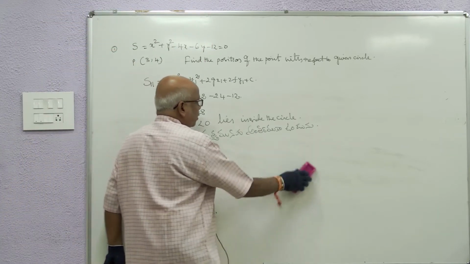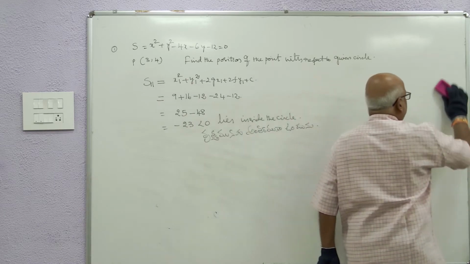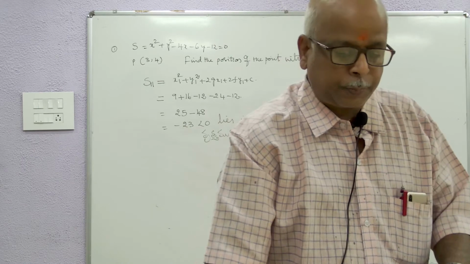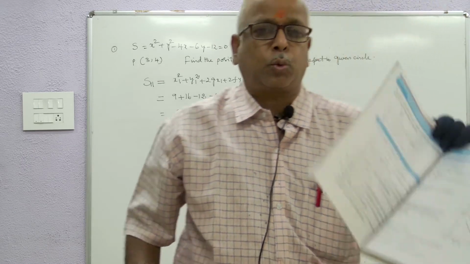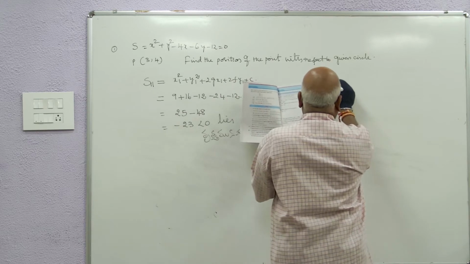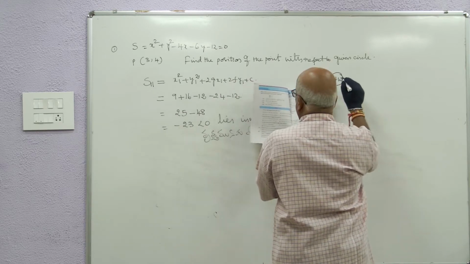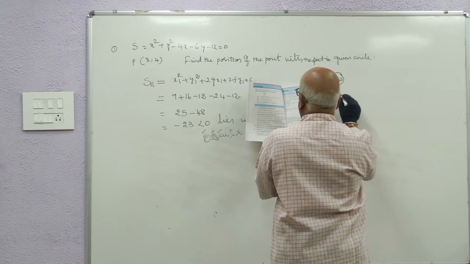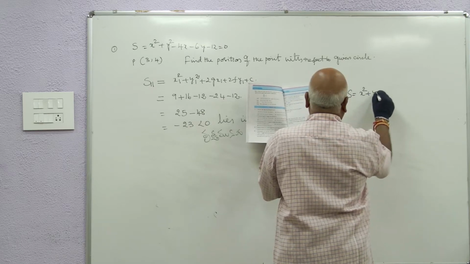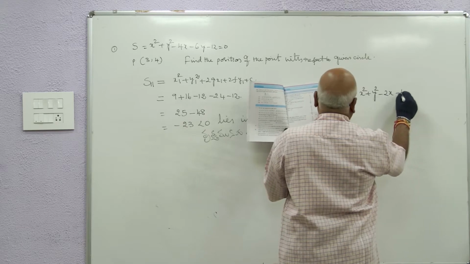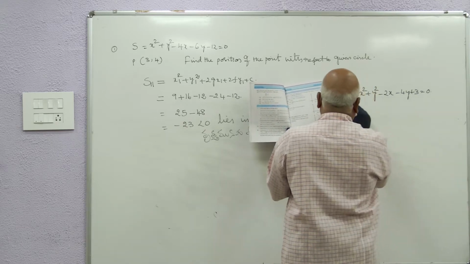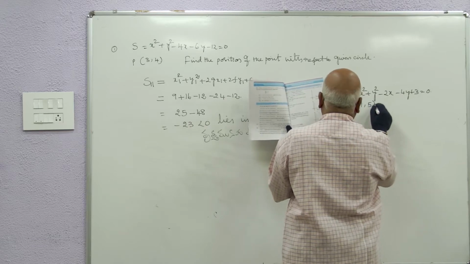Based on this, you can have practice of these two problems which I am going to write down now. You try to practice these ones, or else you can name these ones as homework problems. Number 1, S equal to x square plus y square minus 2x minus 4y plus 3 equal to 0, and the point is 1, 5.